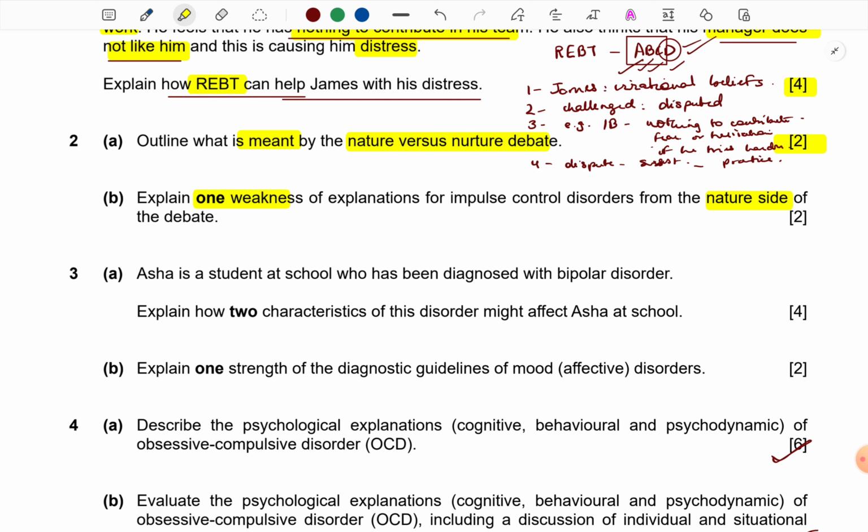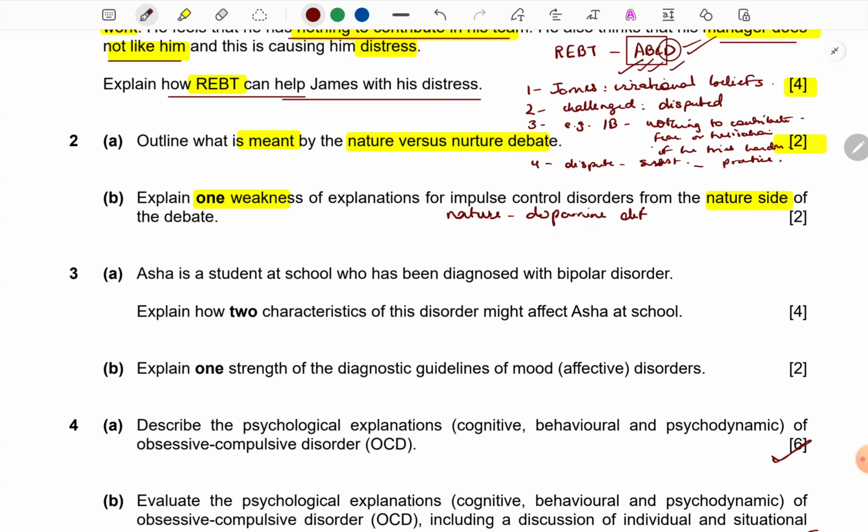Impulse control disorders, we have seen various explanations. First, when we read such a question, we have to think which is that explanation which was supporting the nature side. That explanation was the dopamine explanation, dopamine deficiency, suggesting that there is some problem in the genes that are producing dopamine, and therefore a lack of dopamine is created in the brain of individuals, which makes them seek out impulsive activities. So first, let's just mentally make sure we know what is the nature explanation of impulse disorders. It's the dopamine deficiency hypothesis.